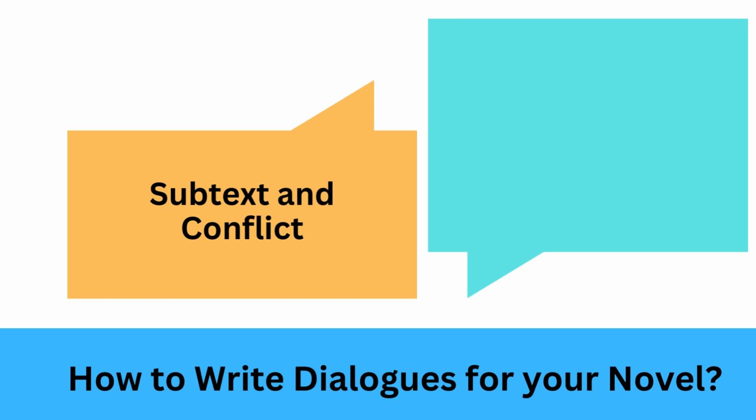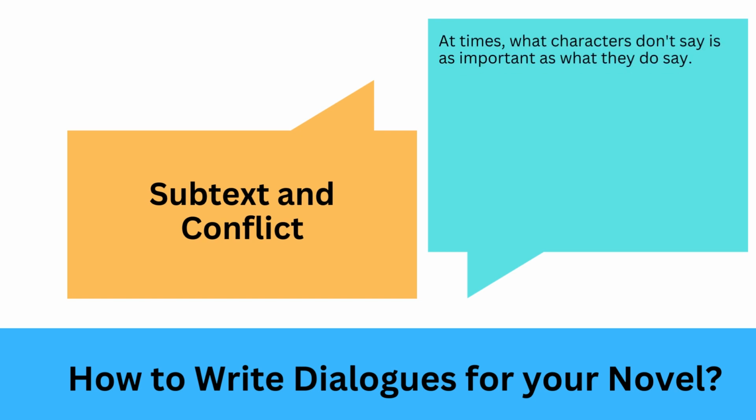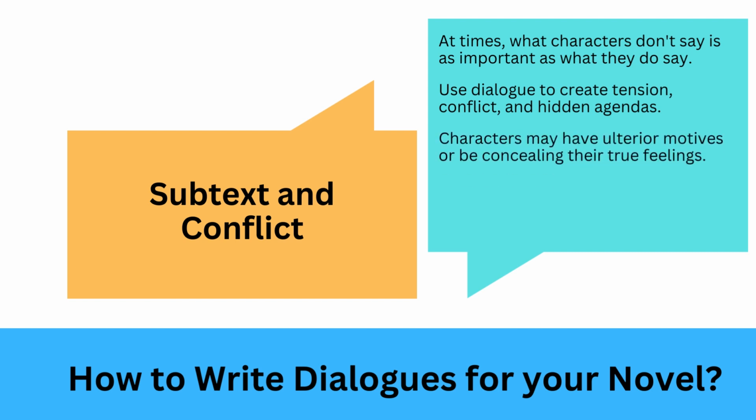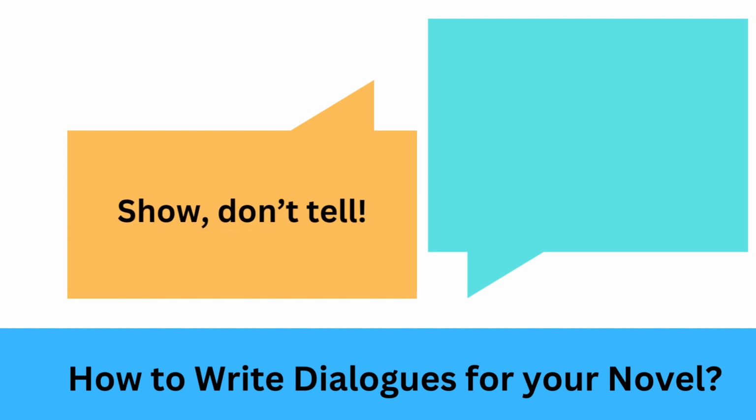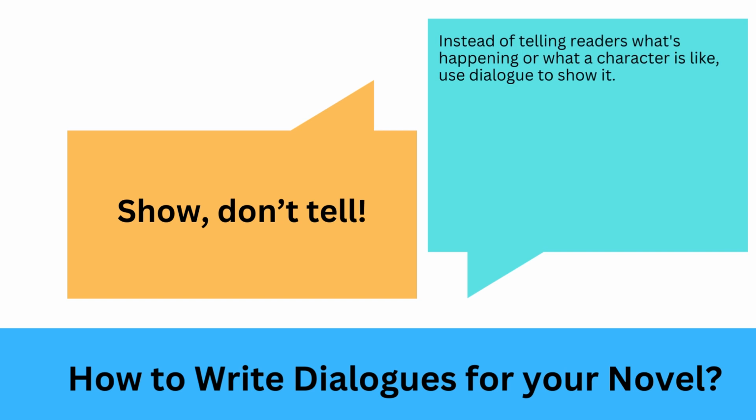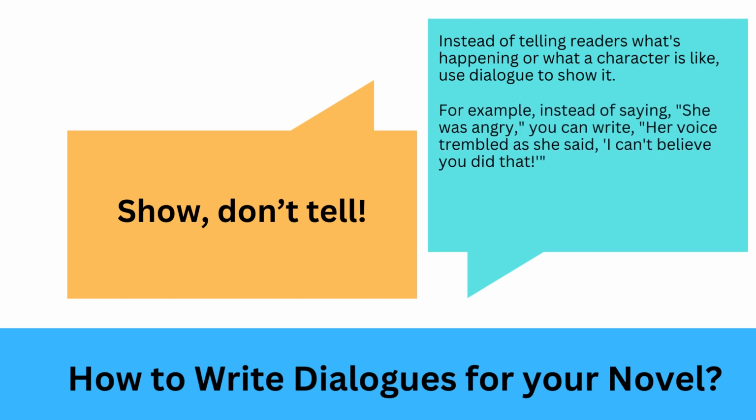Subtext and conflict. At times, what characters don't say is as important as what they do say. Use dialogue to create tension, conflict, and hidden agendas. Characters may have ulterior motives or be concealing their true feelings. Show, don't tell. Instead of telling readers what's happening or what a character is like, use dialogue to show it. For example, instead of saying she was angry, you can write her voice trembled as she said, "I can't believe you did that."